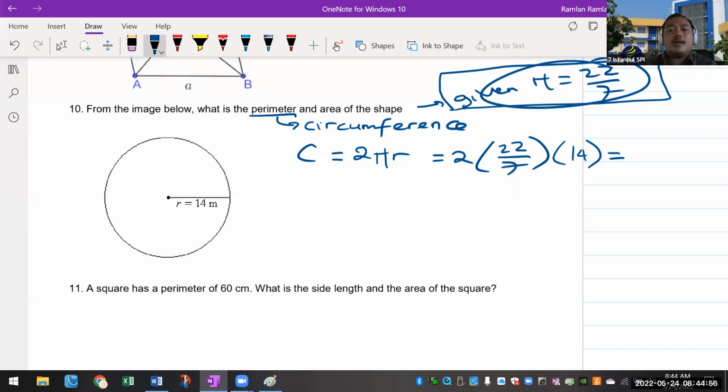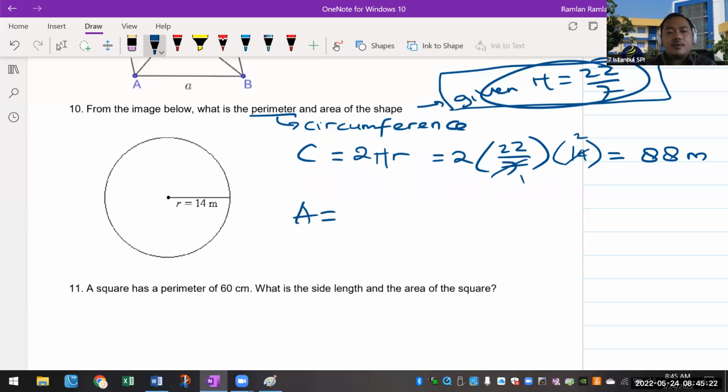And again, you can just go to the calculator and calculate this. Very, very easy. Or the easiest way to do this, I can cancel this, right? Oh, sorry, that should be 1. So that will be 14 divided by 7 is 2, and 7 divided by 7 is 1. And just multiply all of these: 2 times 22 times 2, that will be 88. And because it's in meters, that will be 88 m. That's it.